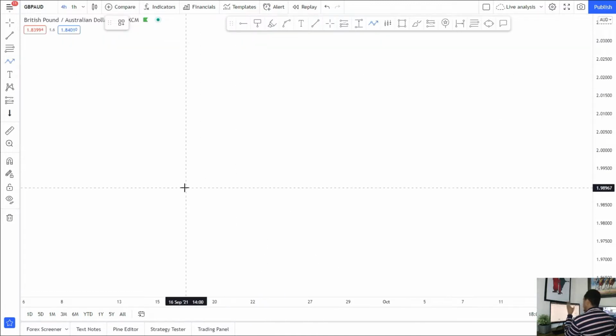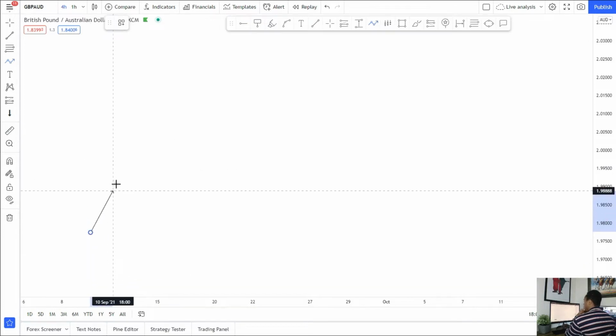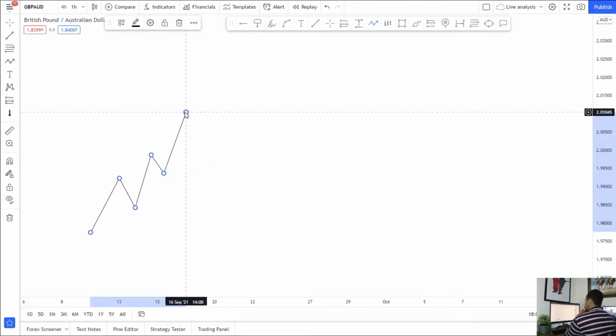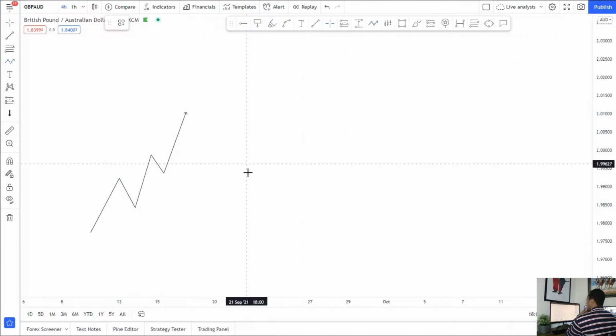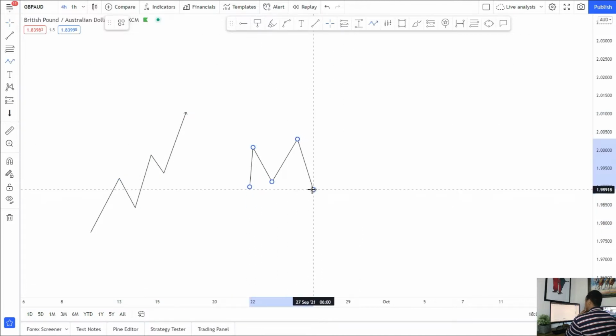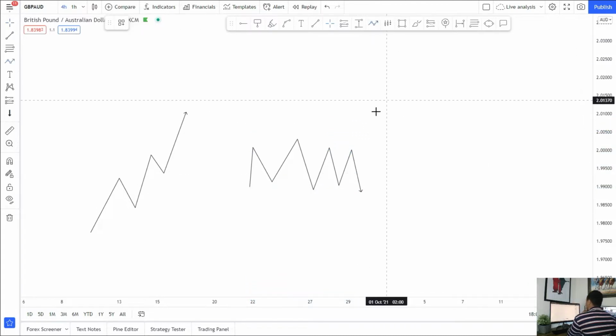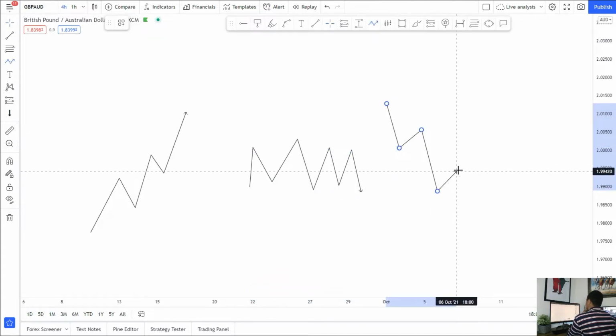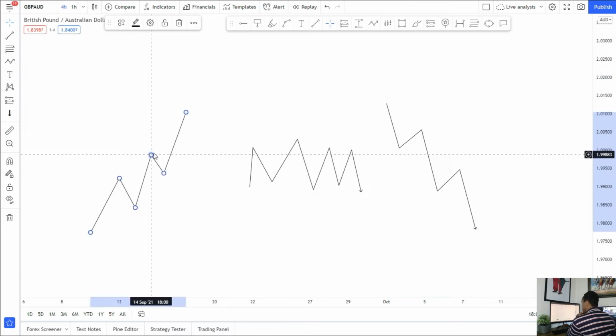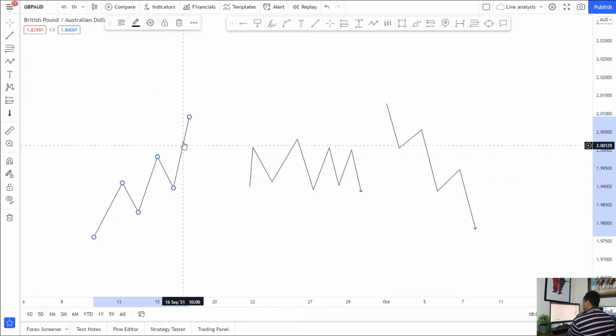So we all know we have 3 phases in the market. We've got a bullish trend, price making higher highs and higher lows. We've got a range here where price is moving sideways with equal highs and equal lows, or more or less equal highs and equal lows. And then we do have a bearish trend here with lower lows and lower highs. Let me just tidy that up a little bit.